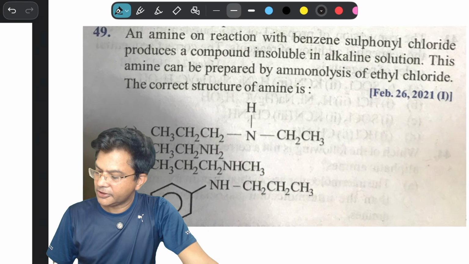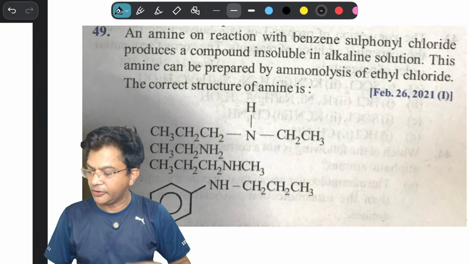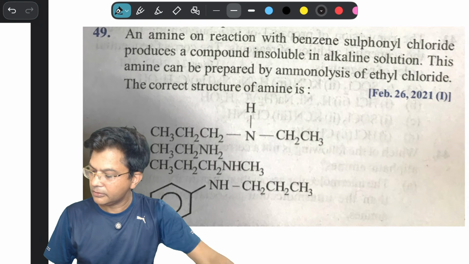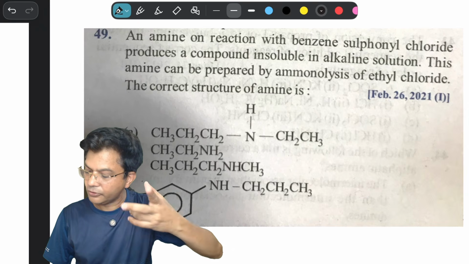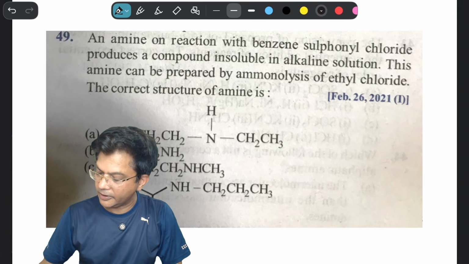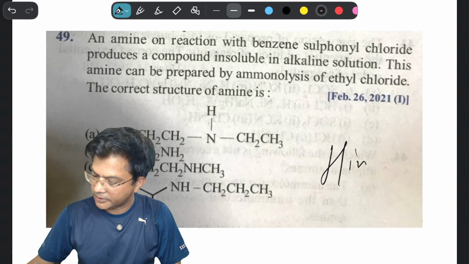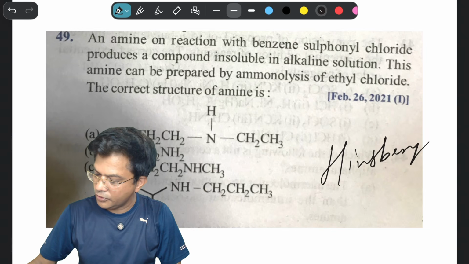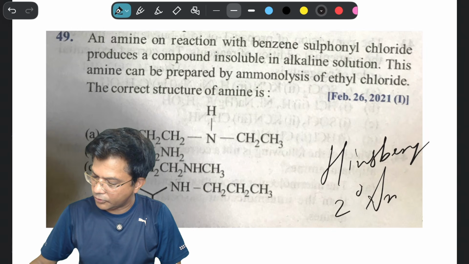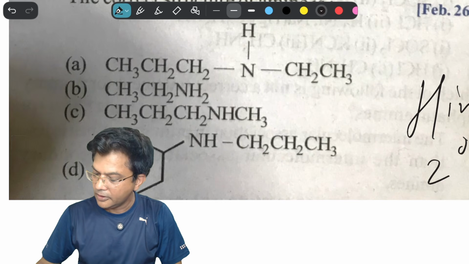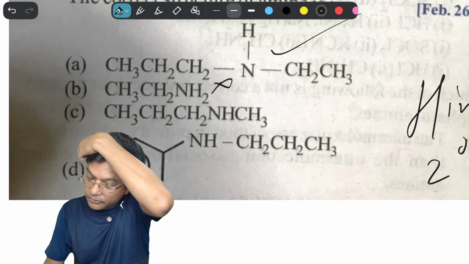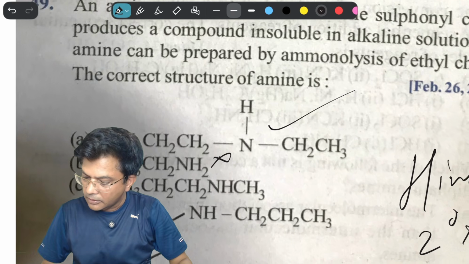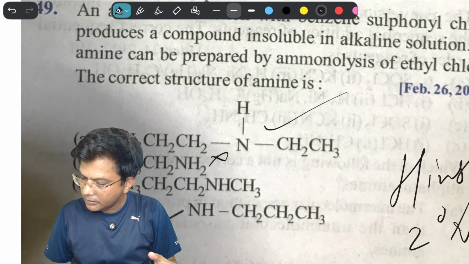An amine on reaction with benzene sulfonyl chloride produces a compound insoluble in alkali. So this is the Hinsberg test and it is a 2-degree amine. So find out which one is a 2-degree amine. That will be the answer. So this is a 2-degree amine. This is 1 degree. This is also 2-degree. This is the correct structure of the amine.